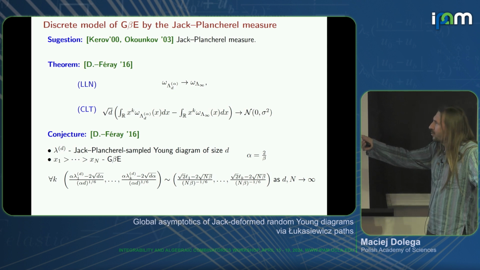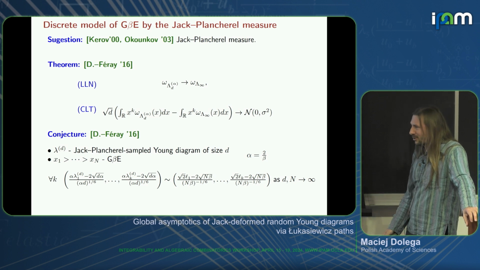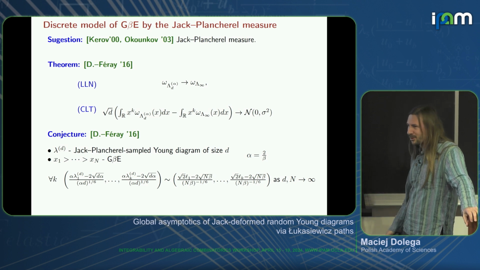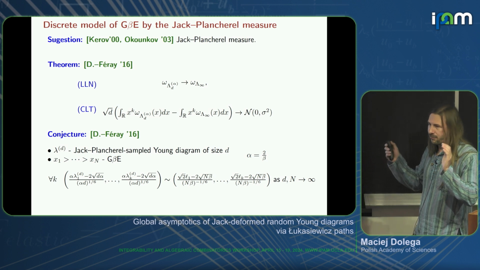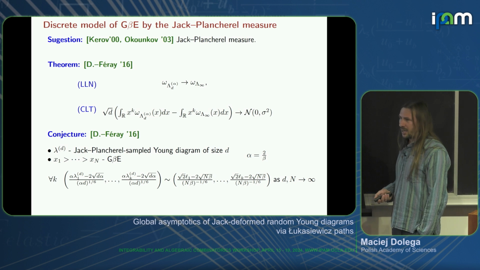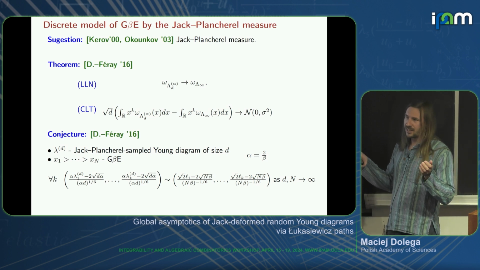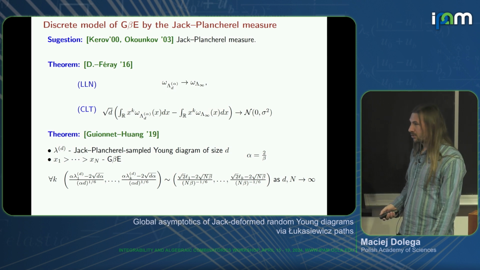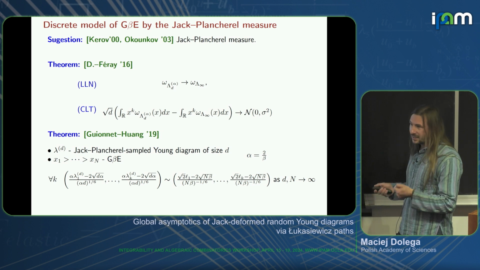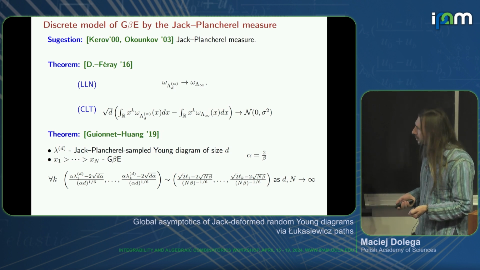And of course, once you have this, it's too tempting to pose such a conjecture. So that's what you do. We basically said that if you look at the second order asymptotics of the first k rows, it must be the same as the second order asymptotics of the k largest eigenvalues of Gaussian beta ensembles. And it turns out to be true. So this is indeed a really good discrete counterpart of Gaussian beta ensembles.